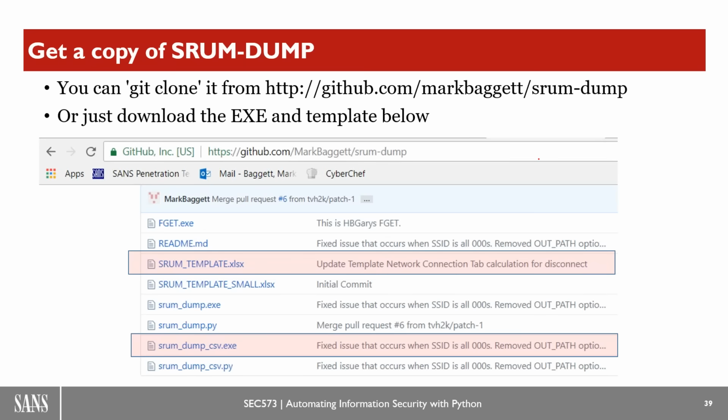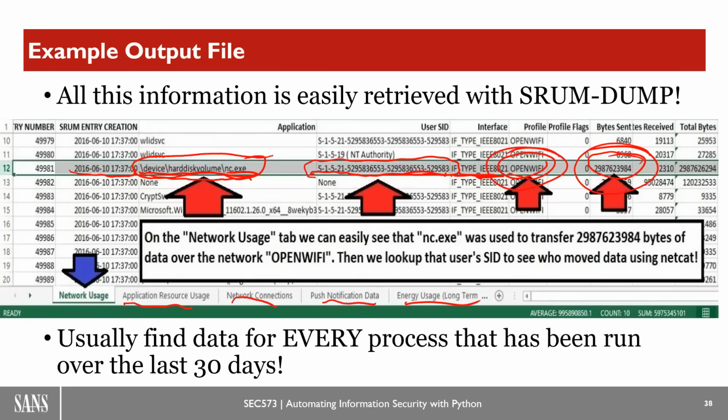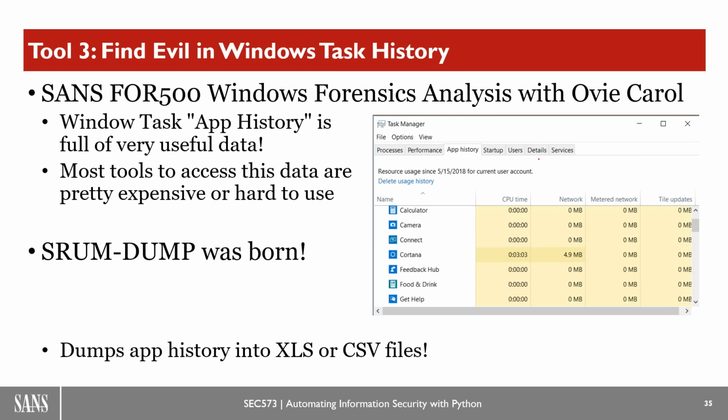Hey, Mark, quick question. If application usage history is deleted by a user, does the SRUM database get wiped out as well? Oh yes. So if you're in the Task Manager here and you say delete usage history, this is deleting that SRUM database. So if this is clicked and they delete that app history, it is going to delete the information out of that SRUM database as well. Excellent question. Thank you for the question.